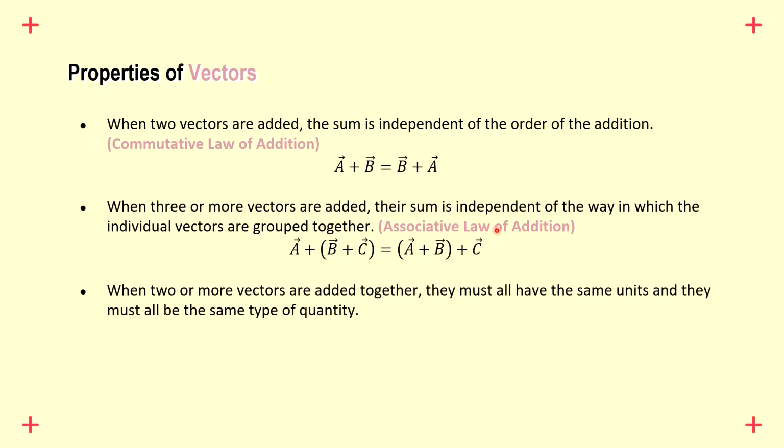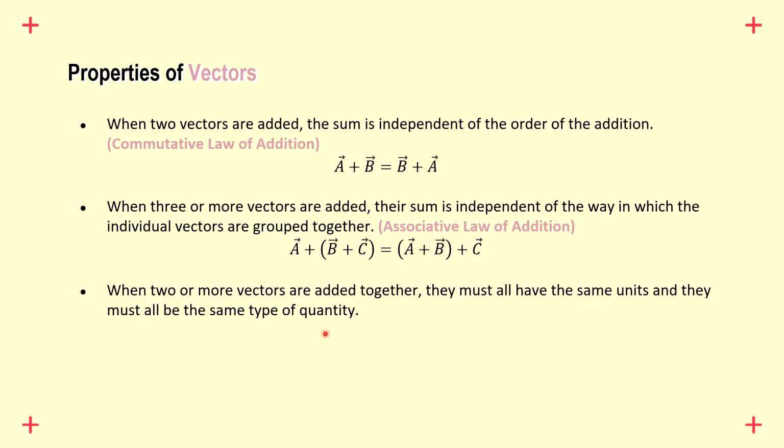When two or more vectors are added together, they must all have the same units and they must all be the same type of quantity. So you cannot add velocity with acceleration, they're not the same. You cannot add temperature with distance. So that's our rule. They must have the same units and the same type of quantity.